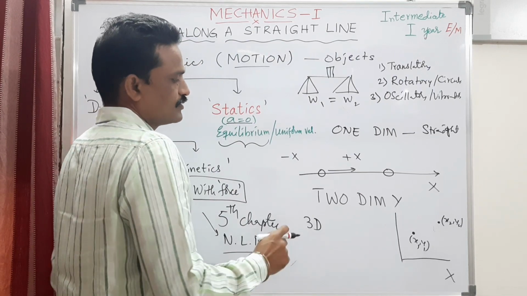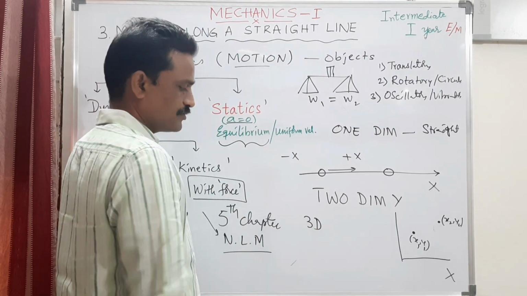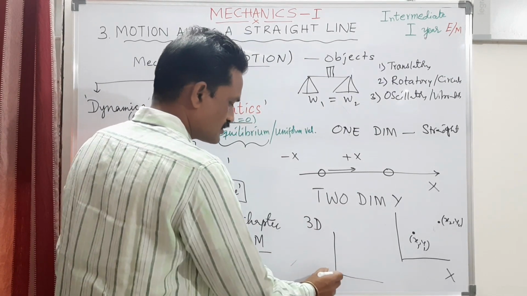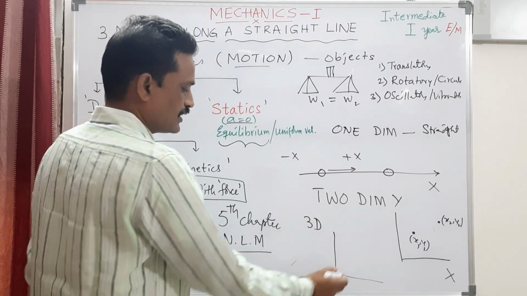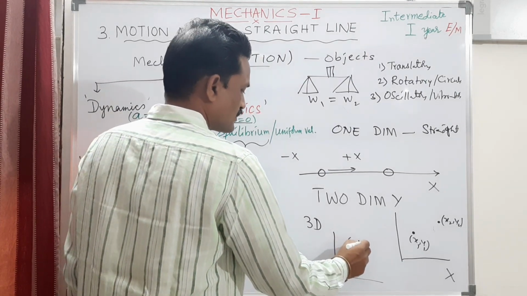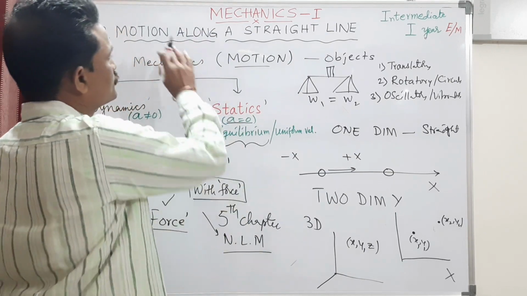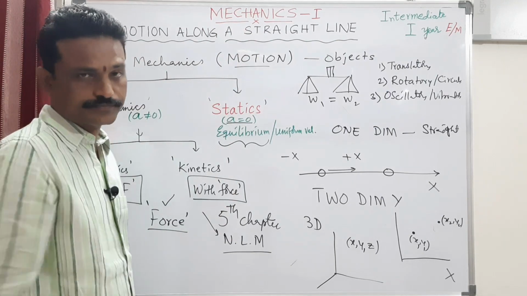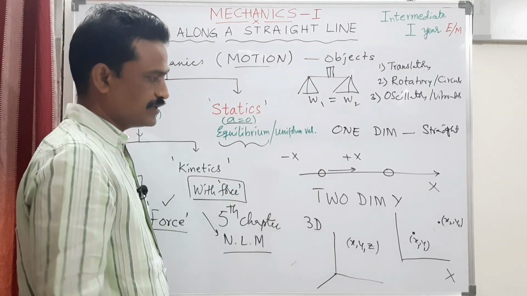That is, you take the example of a fly or a mosquito. A mosquito can go in space, which requires three axes, that is x, y and z. In order to describe its position, I have to take x, y, z. Though the name of the chapter is motion on a straight line, it must be motion along a straight line. We will discuss two dimensional as well as three dimensional motion.